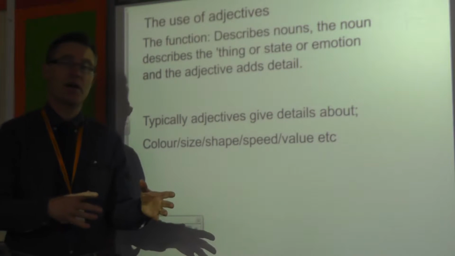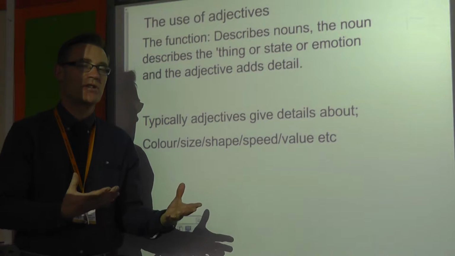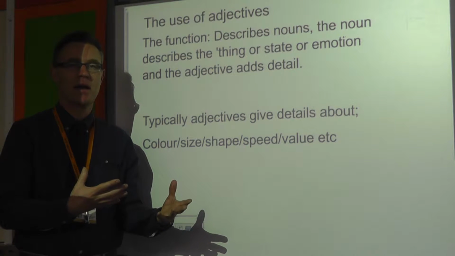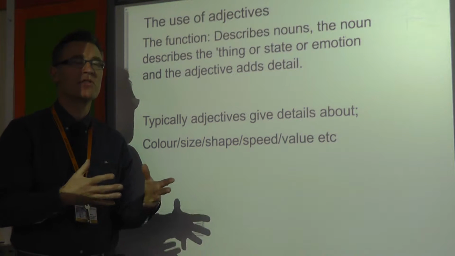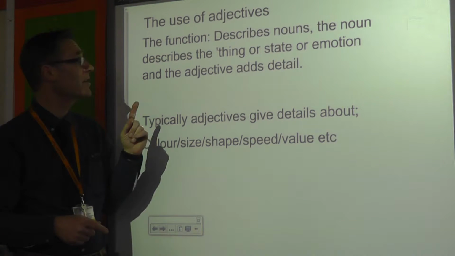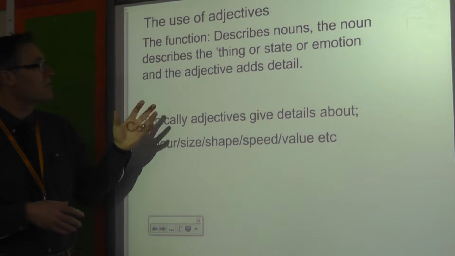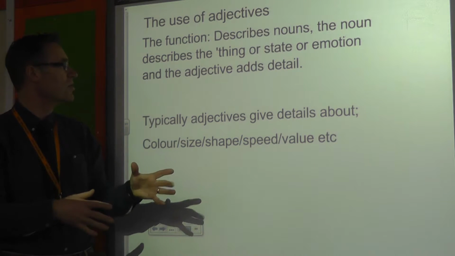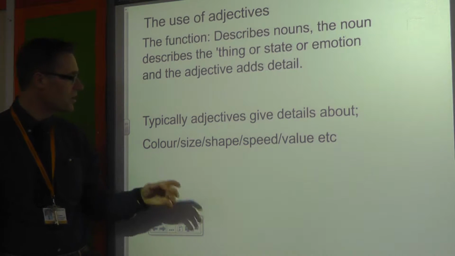This really sits in with the other video I made on looking at nouns, because obviously nouns and adjectives are intertwined, and understanding how adjectives have a relationship with nouns is really, really important to make sure that we're using our adjectives accurately. So let's have a look. So the use of adjectives, the function: describes nouns. The noun describes a thing or state or emotion, and the adjective adds more detail. So it adds detail to the noun.